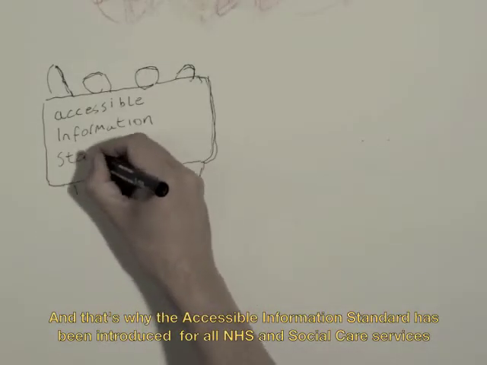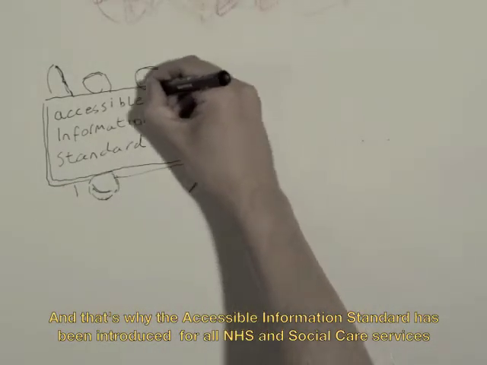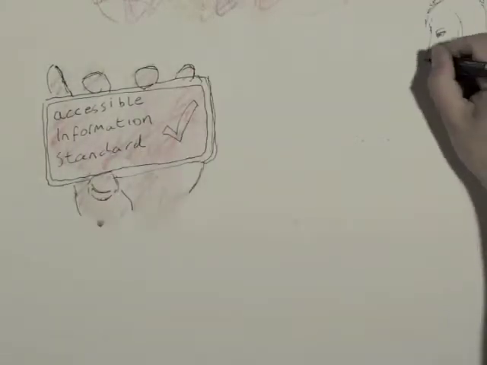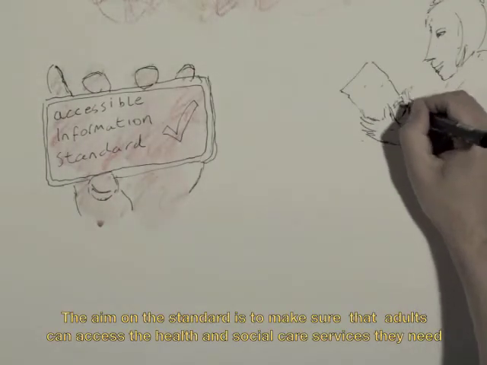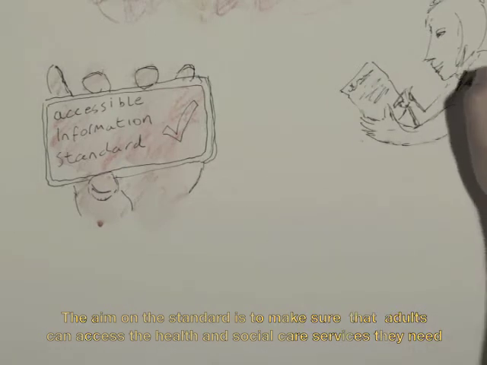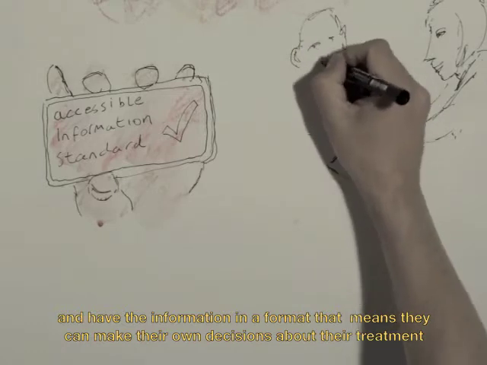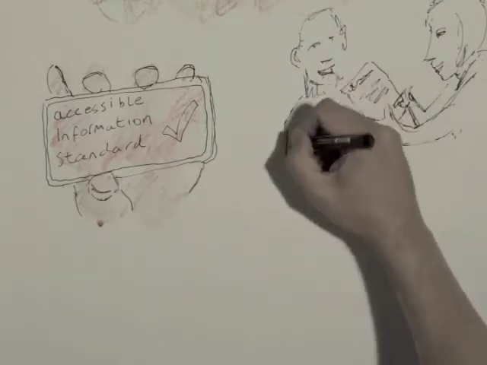And that's why the Accessible Information Standard has been introduced for all NHS and social care services. The aim of the standard is to make sure that adults can access the health and social care services they need and have the information in a format that means they can make their own decisions about their treatment.